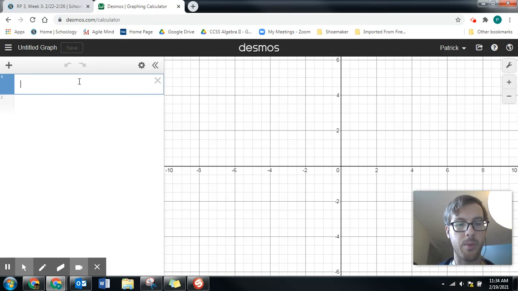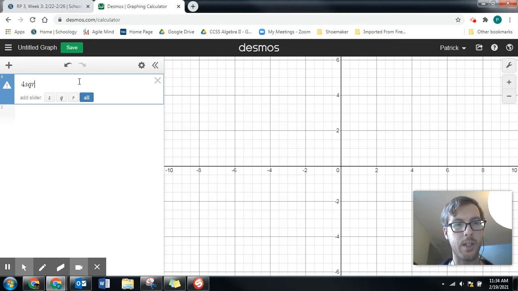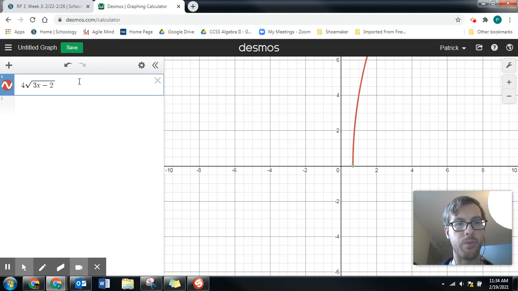So I'm going to go back to Desmos. I'm going to graph 4. I'm going to type SQRT to get that radical sign. And then I'm going to type 3x minus 2. And that's it, right? Make sure that the 3, the x, the minus, and the 2 are all underneath the radical sign because that's how it was in the problem.